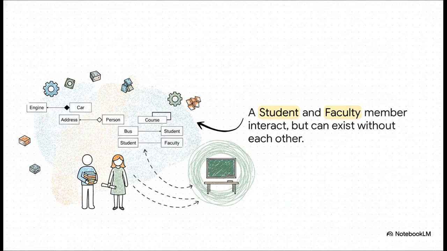A perfect, real-world example of this is a student and a faculty member. I mean, they definitely interact, right? But if a student graduates or a professor retires, the other person doesn't just disappear. Their life cycles are completely independent.